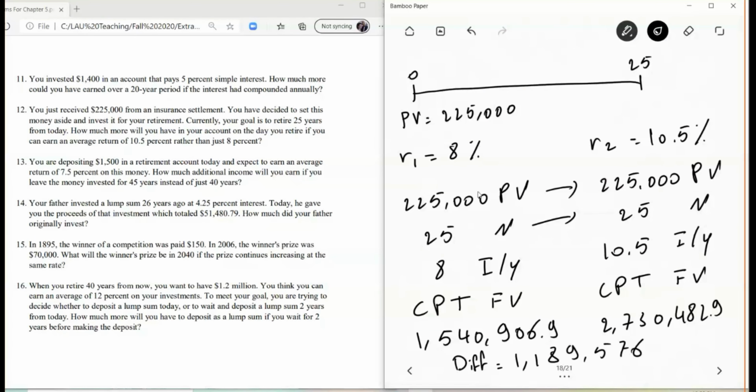So always, the higher the rate of return that you can earn, even if it's by an additional 1 percentage point or 2 percentage points, this will have a very huge impact on the future value of your investment.